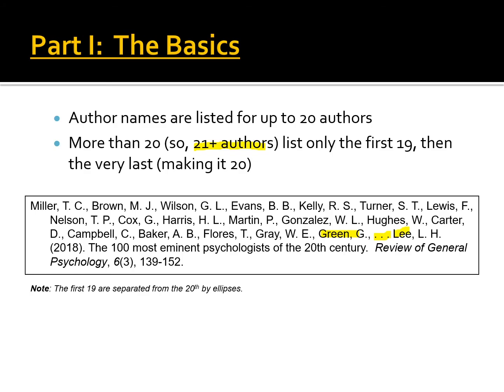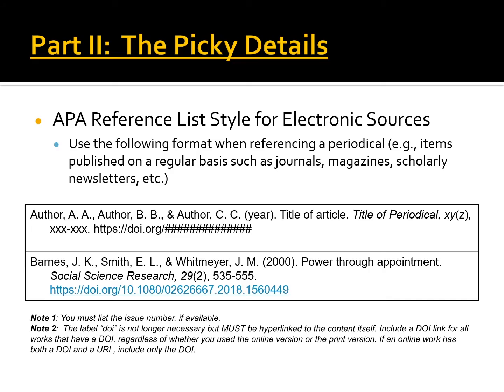So when there are more than 20, in other words, 21 or more, you would list only the first 19, and then you would list the very last, making it a total of 20 authors in this list.